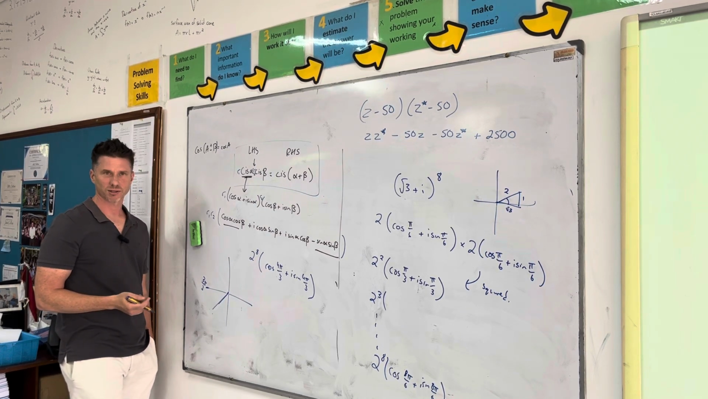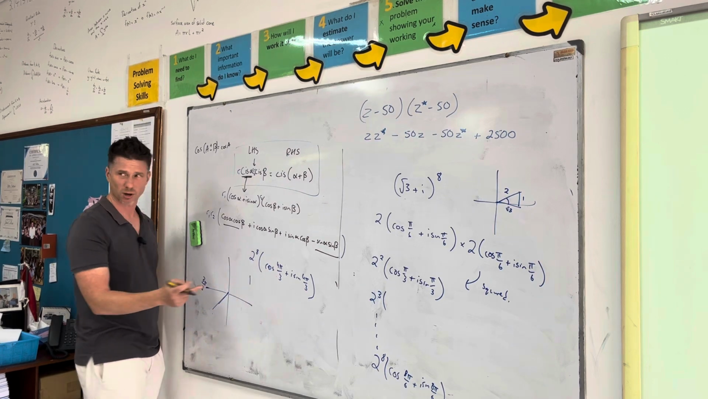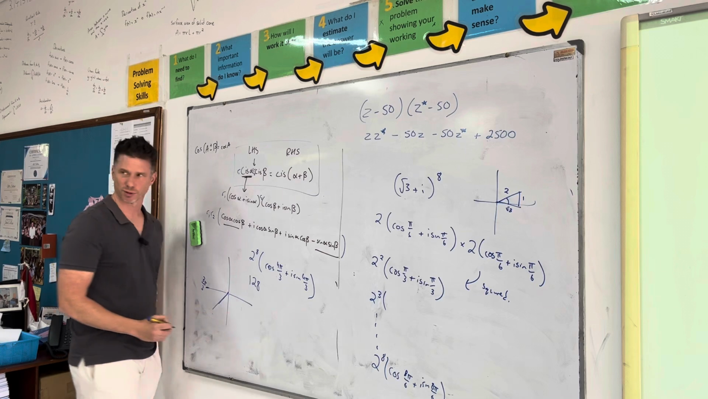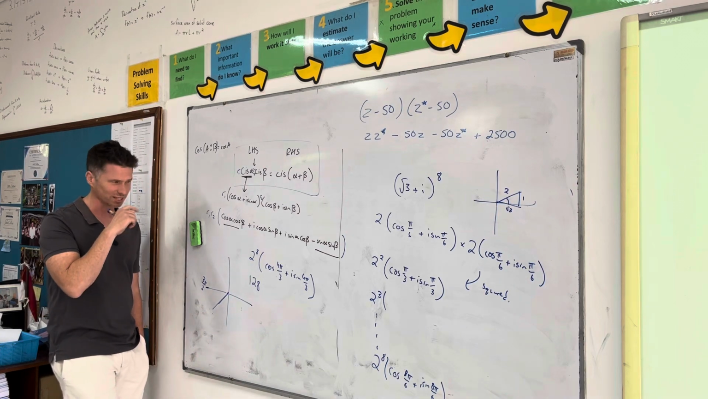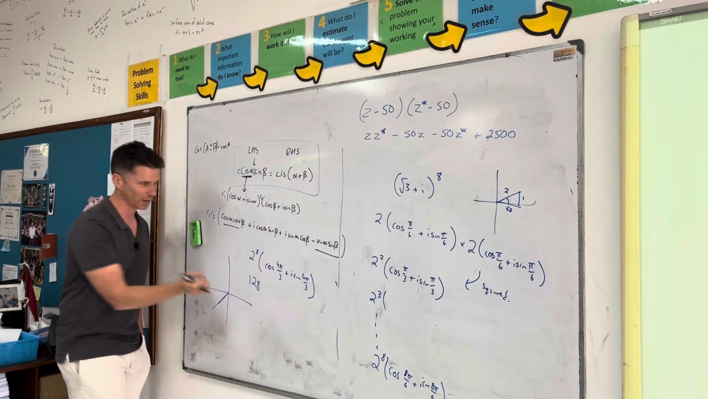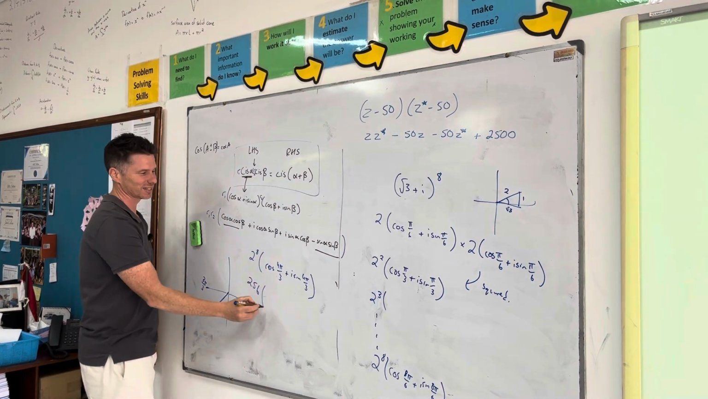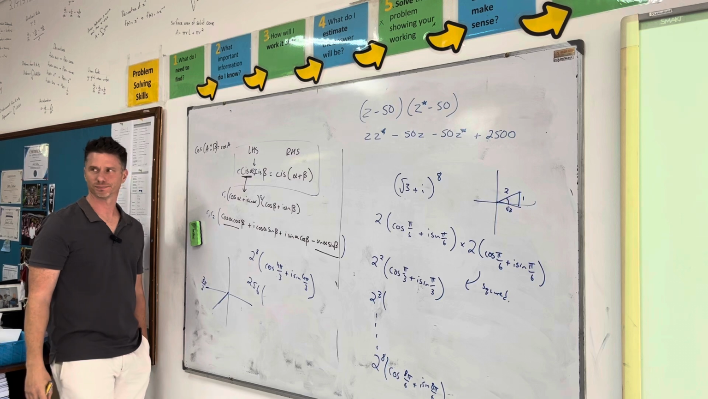But what's my final answer here? What's 2 to the power of 8? 2 to the power of 5 is 32. I think it's 256. What's cos 4 pi over 3?